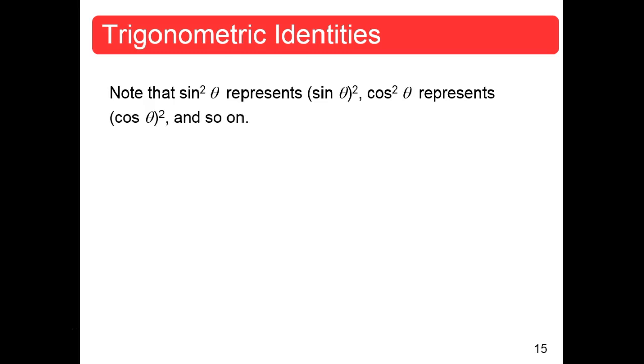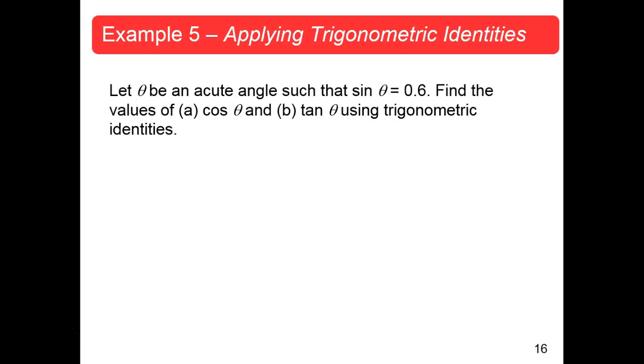All right, so I think we're ready for example 5. Here it is. Let theta be an acute angle such that sine theta is equal to 0.6. Find the value of cosine theta. Can you do that? How? Given what the value for sine theta is. Anybody have an idea?